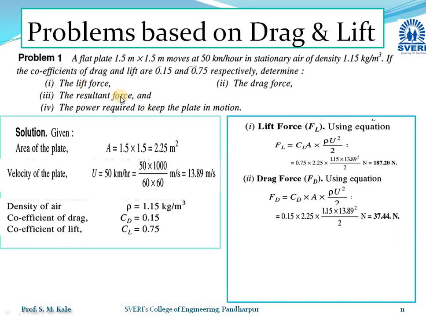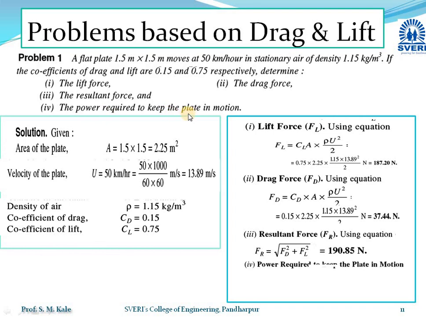Then third one we have to find out the resultant force. So for calculation of resultant force we are knowing the formula, that is FR is equal to square root of FD square plus FL square. So as we have calculated the value of FD and FL in terms of Newton, simply put those values of FD and FL in this equation, we will get the total force, that is called as a resultant force. So after putting those values of FD and FL in this equation, I will get the value of resultant force, that will be equal to 190.85 Newton.